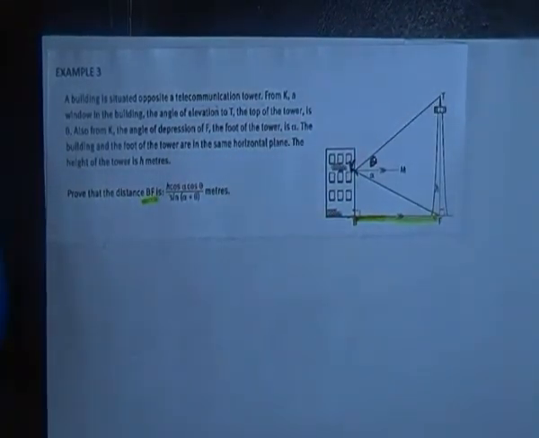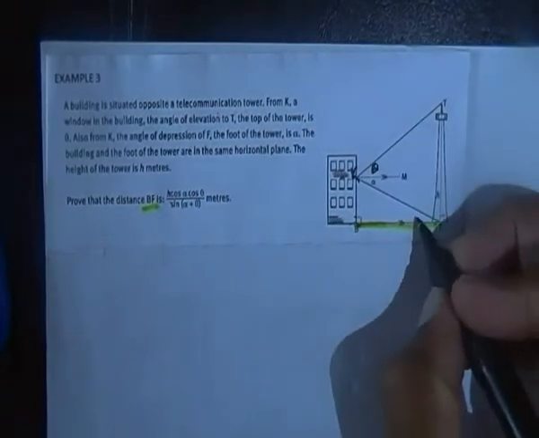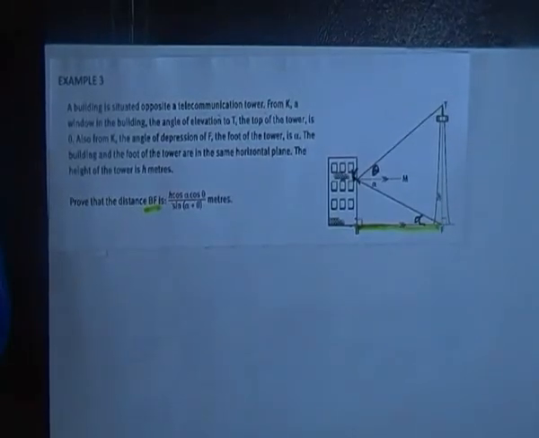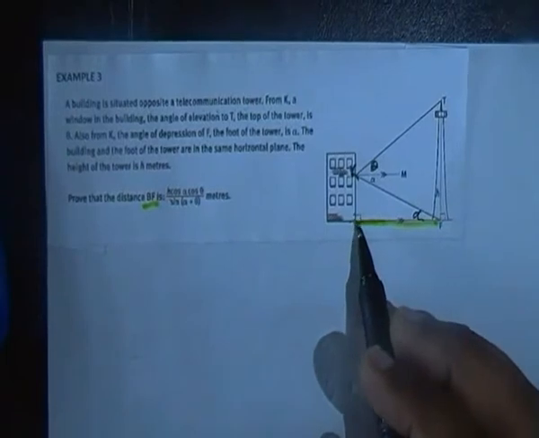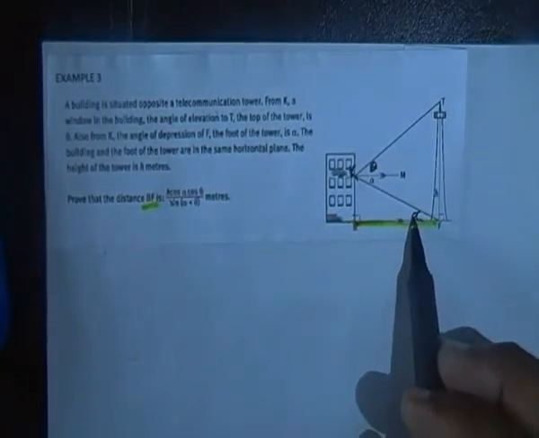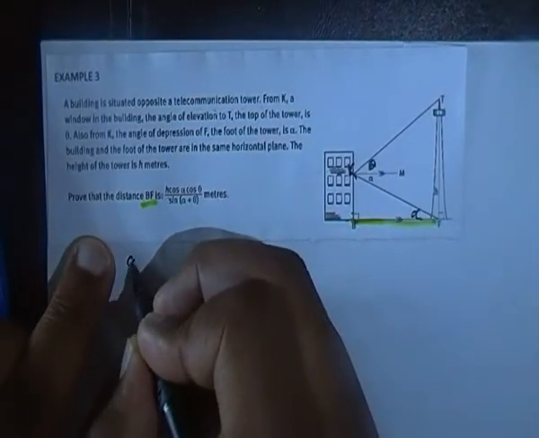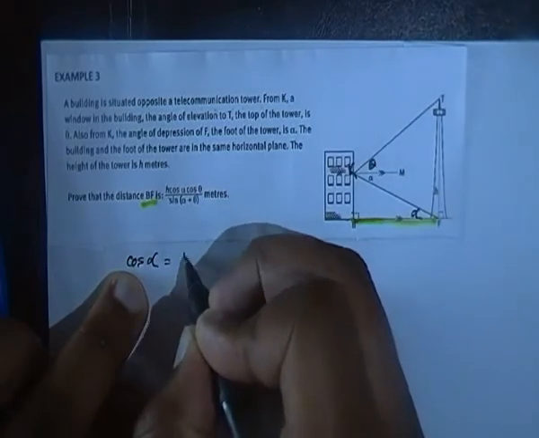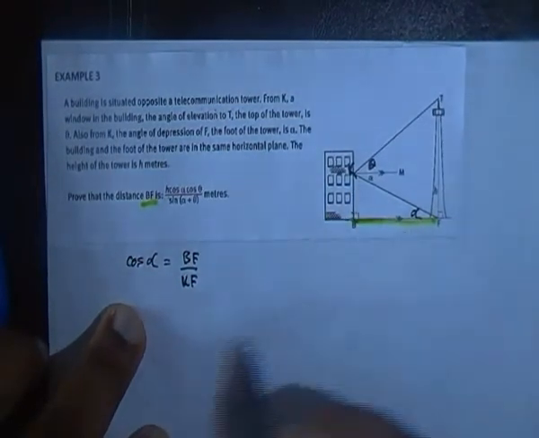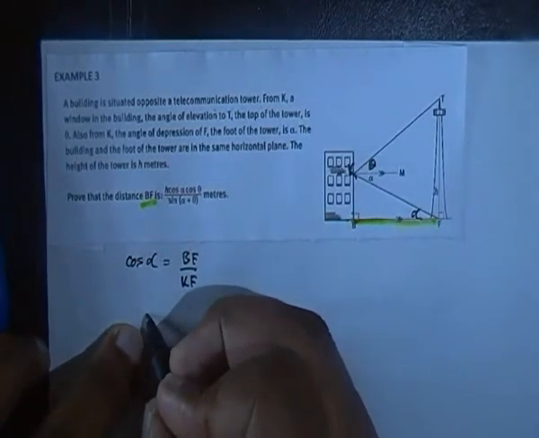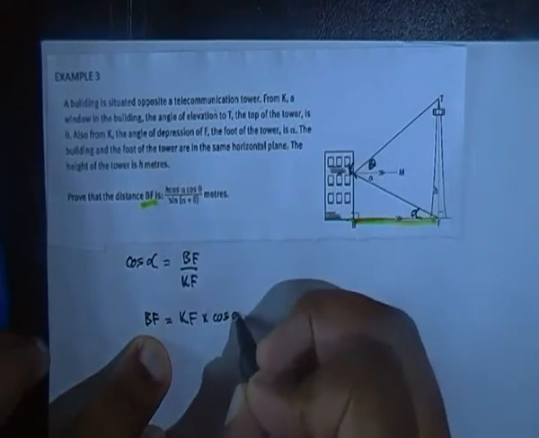Now, question now is, how are we going to find BF? Well, let's first of all understand one thing. This is parallel to that. So that means this angle is alpha, because they alternate. All right. So in order to find BF, BF is the adjacent of alpha, and FK is the hypotenuse. So to find the cos of alpha, I'm going to take BF, which is the adjacent, over KF, which is the hypotenuse, this one, right? So what that then means is that BF is equal to KF times cos alpha.